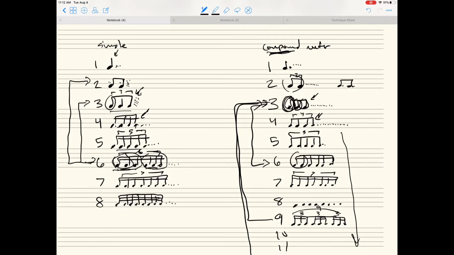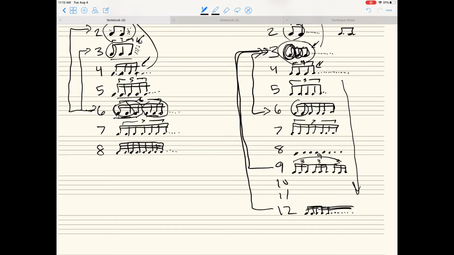So the difference between simple and compound is not really the difference of dividing, it's the difference in how you write it because of what your basic beat is, whether it's this or this. And from there you have to borrow, because four notes filling in a beat is not normal in compound time, but it is normal in simple time. And that's pretty much tuplets.